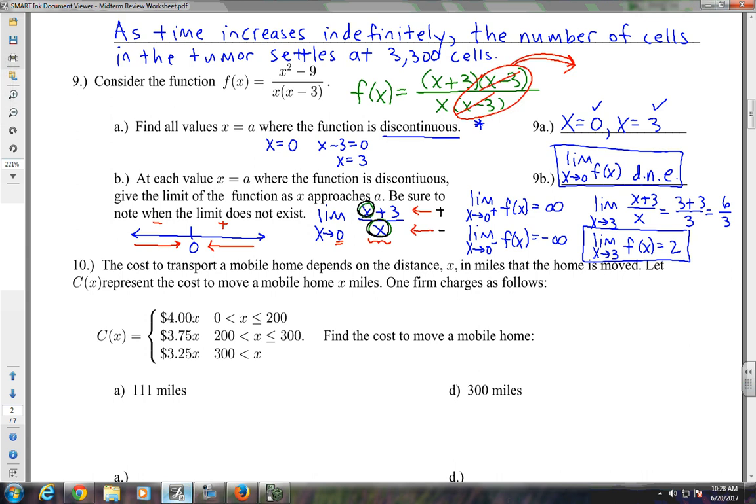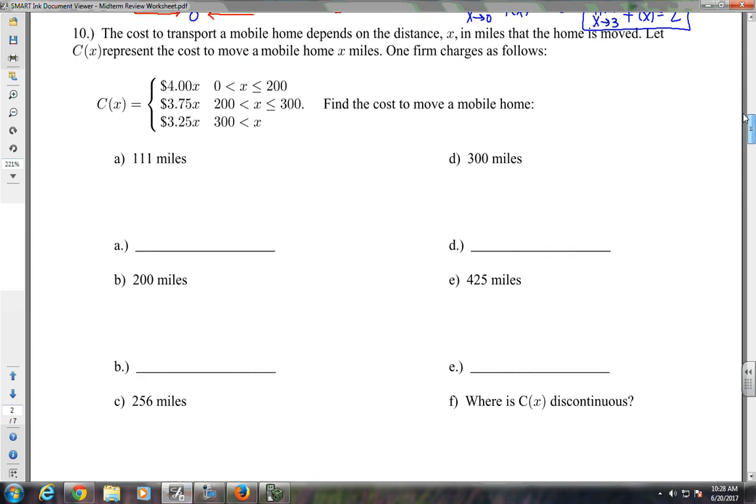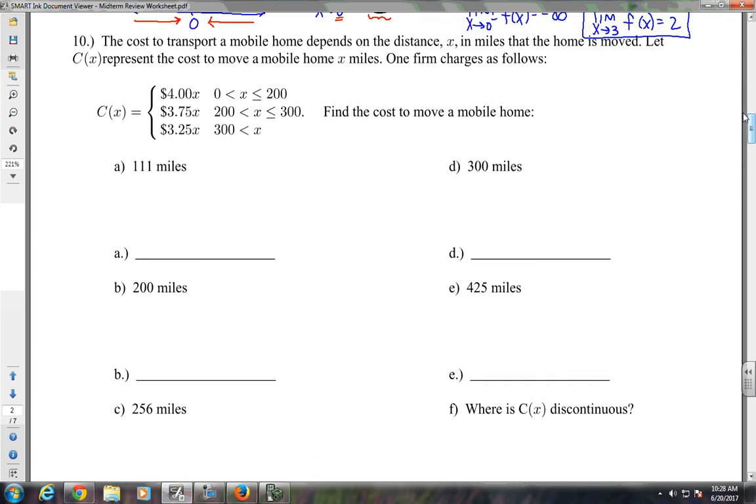Let's move on to problem 10. Now keep your calculator handy. We're going to need it on this problem. It says the cost to transport a mobile home depends on the distance, x, in miles that the home is moved. Let C of x represent the cost to move a mobile home x miles. One firm charges as follows. So our cost function, C of x, is dependent on x, which is the number of miles. And this is a piecewise defined function, so they charge differently based on the number of miles driven.